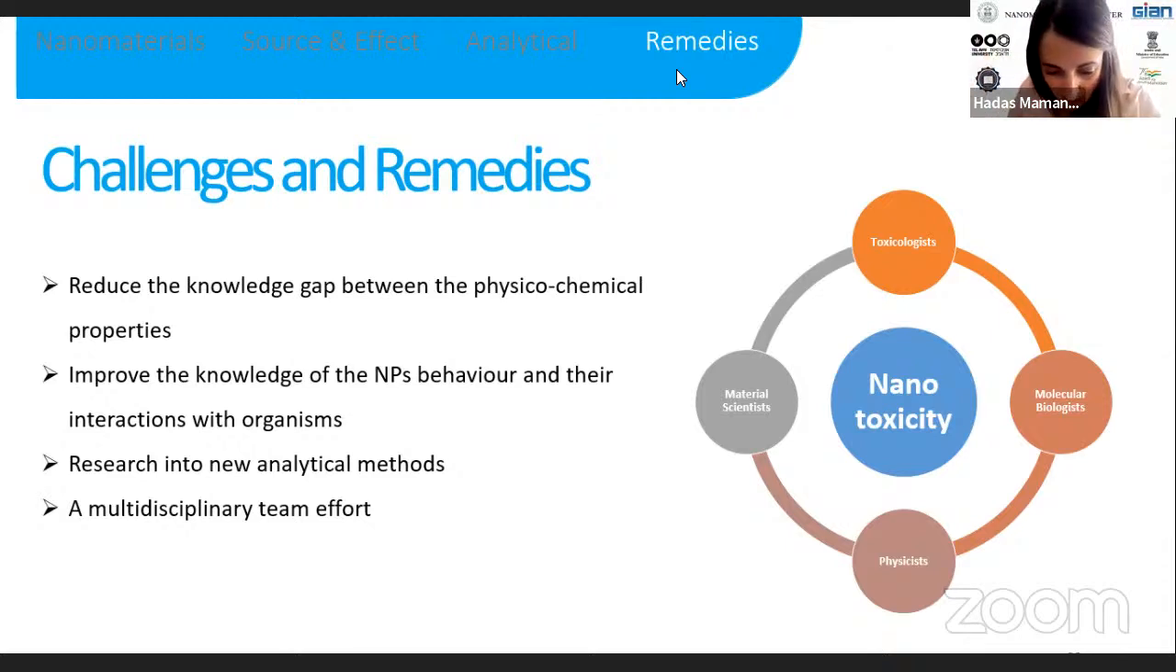So we need to move between dimensions. Nanotechnology is the nano dimension, but it has an impact on the big dimension, and we need to find a way to understand how this technology works, as new materials are being synthesized every day.